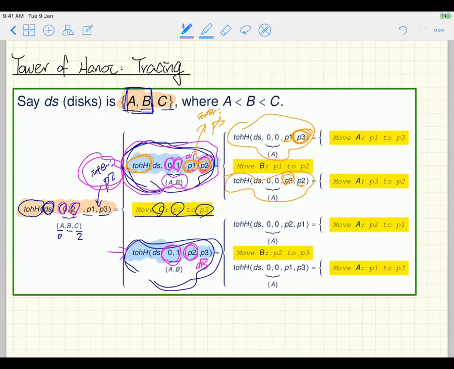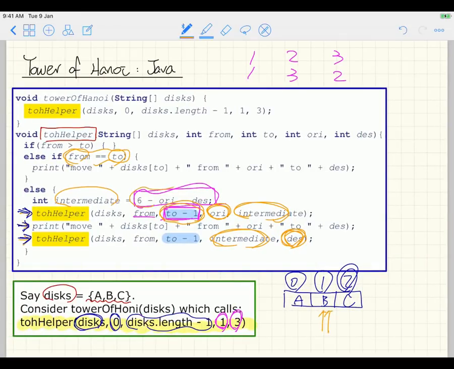That is why when you see the Java code, we simply do a simple arithmetic. Depending on what the origin is, which can be P1, P2, or P3, and depending on what the destination is, which also can be P1, P2, or P3, you calculate what should be the intermediate one by using this simple equation here.